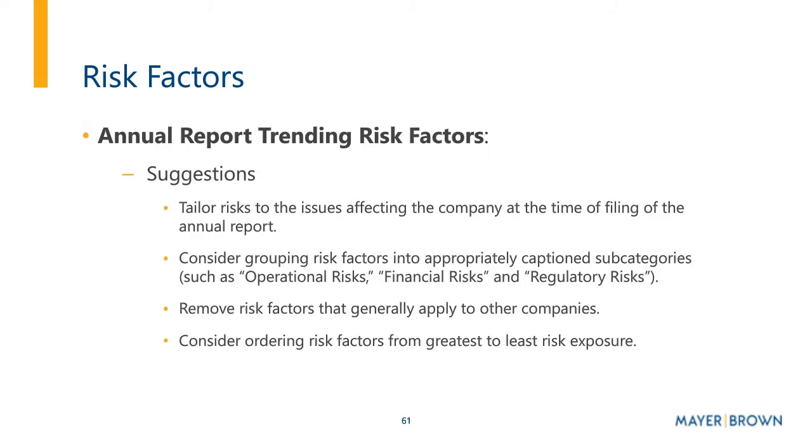In light of the various SEC amendments and the SEC's views on these trending topics, we recommend that companies tailor risk factors to the issues affecting the company at the time of filing of the annual report. So risks should be tailored not just to the company's own business, but also to the time of filing of the annual report. You should consider grouping risk factors into certain subcategories and removing risk factors that are generally applicable to other companies, but not quite as applicable to your company, or consider moving these risk factors to a generic section at the end of the risk factor section.